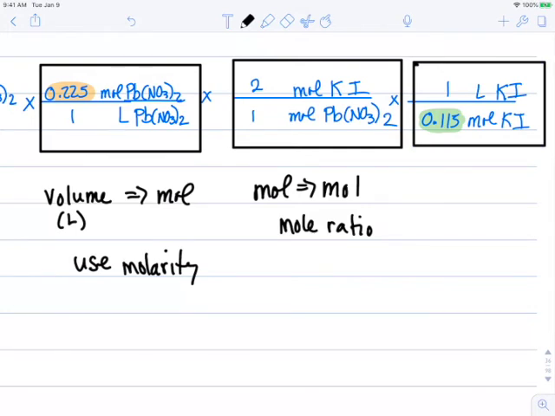All right, finally, we are going from moles back into volume, in this case liters, and we are again using molarity. So it's almost the same three-step process as you did with the gram to gram conversion, except instead of using molar mass to get from grams to moles, you're using molarity to go between volume and moles. Same mole to mole ratio, and now molarity again to get from moles into volume.